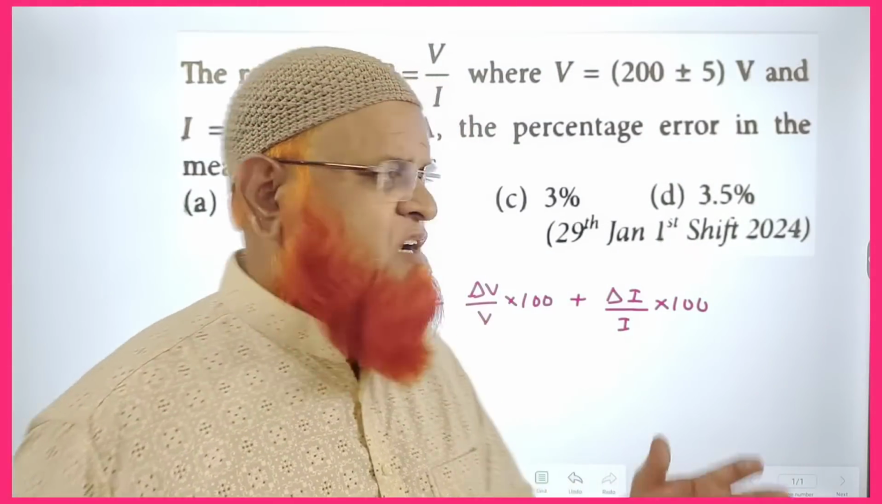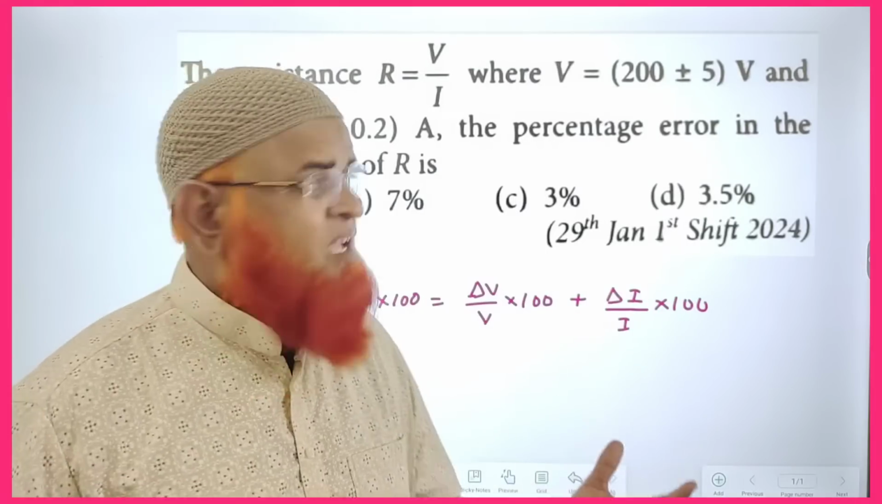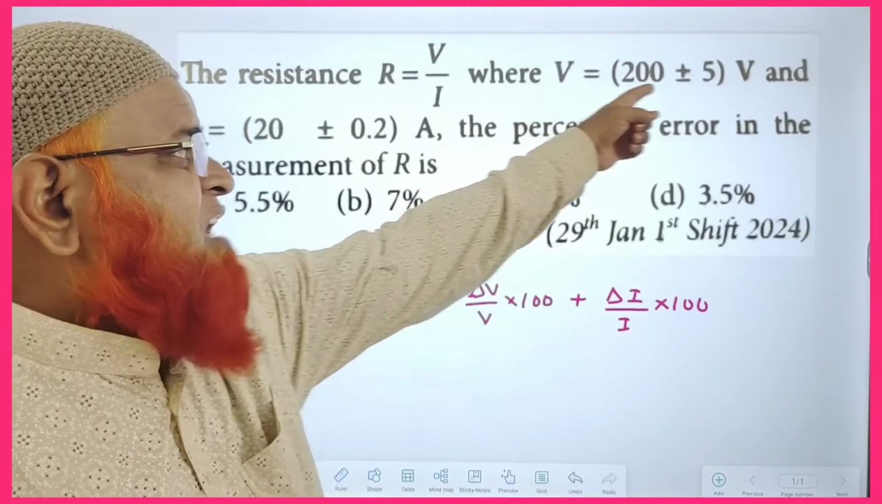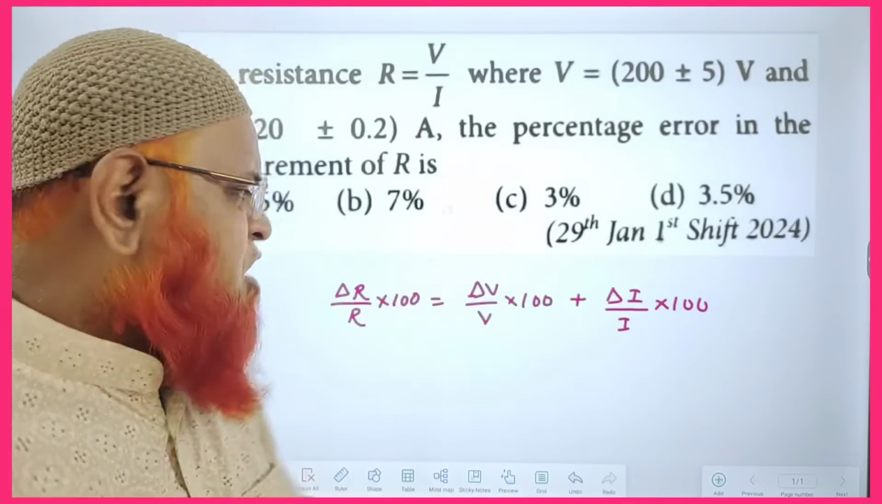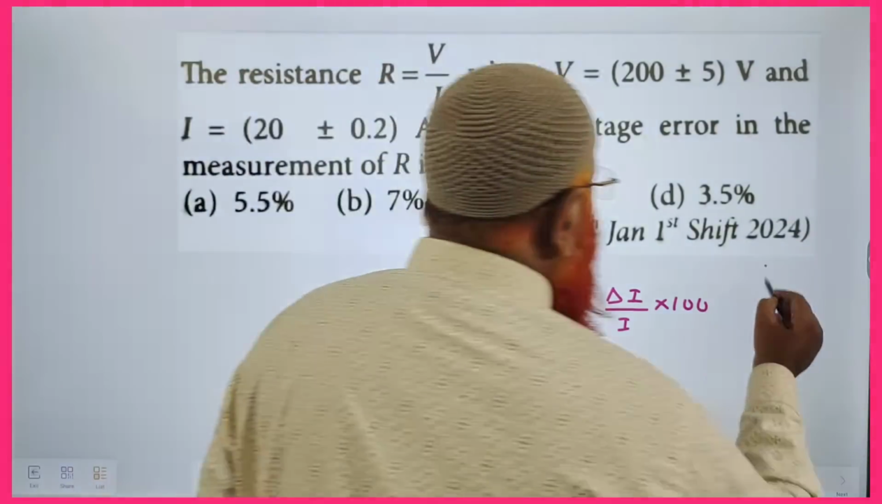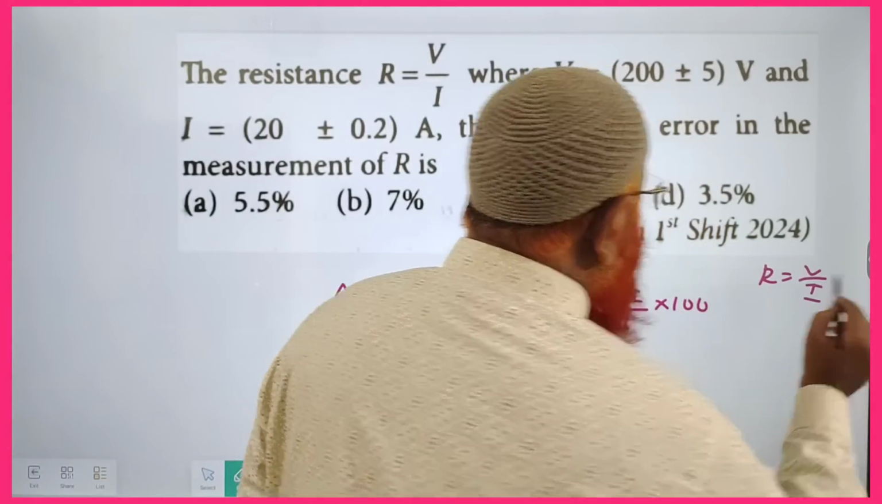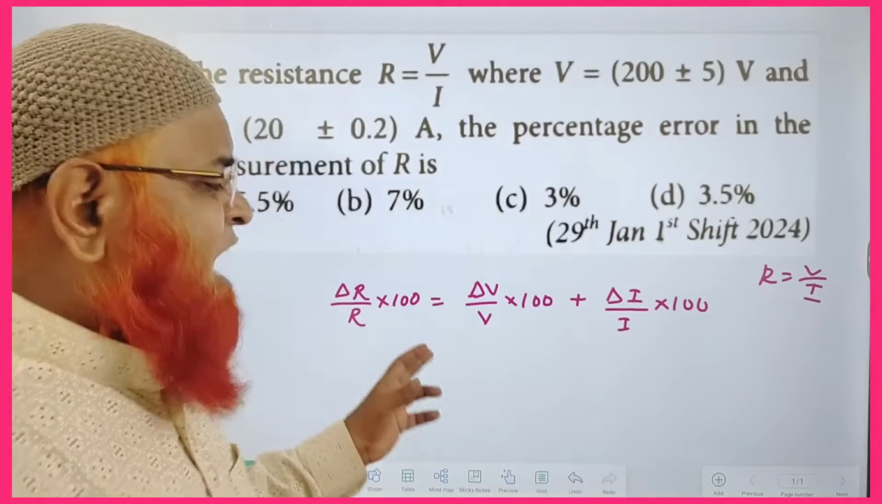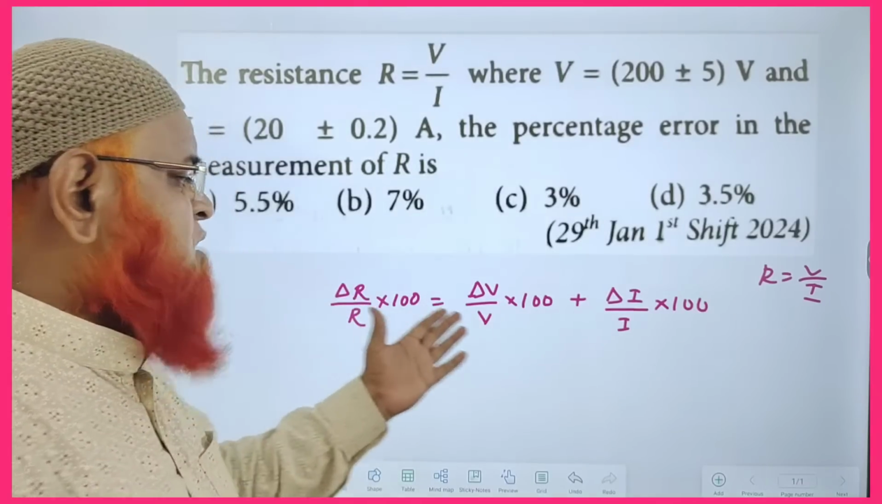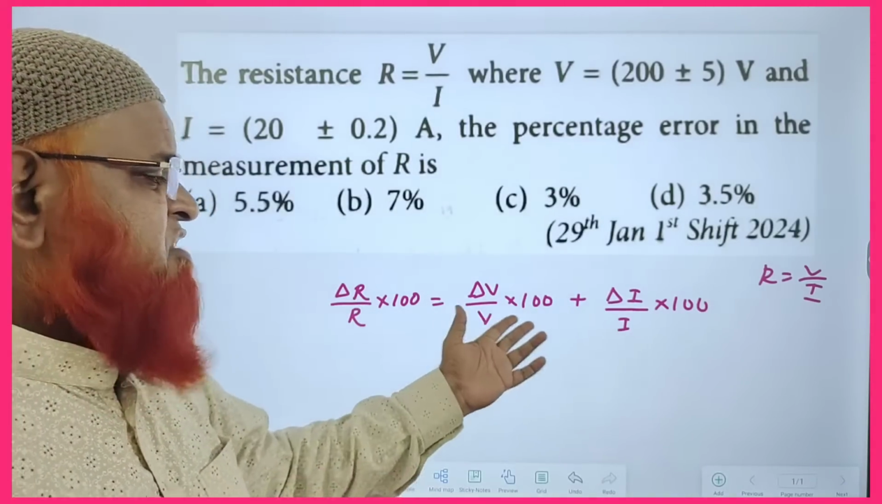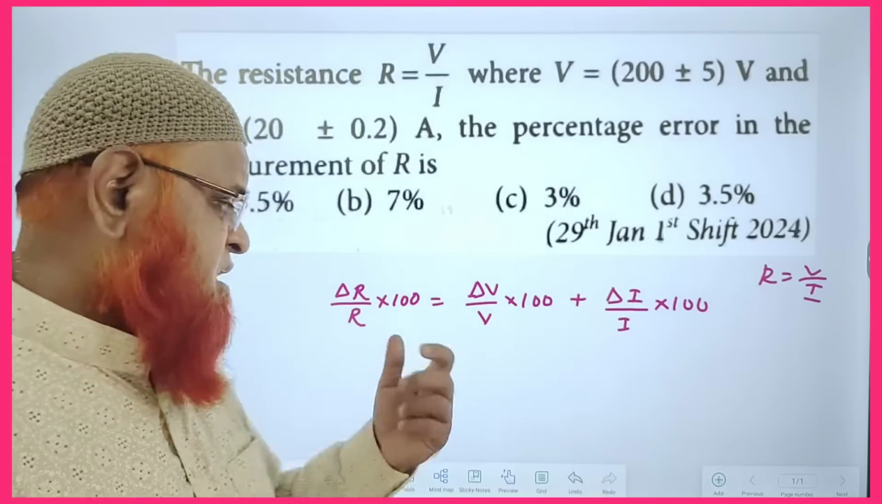My dear students, how to find out the percentage error of resistance when the voltage values are given and current values are given? It's very simple. The general formula is, you all know R is equal to V by I. But while finding the errors, you have to just add the errors. So this is a percentage error. Delta R by R into 100 is equal to delta V by V into 100 plus delta I by I into 100. That's it.